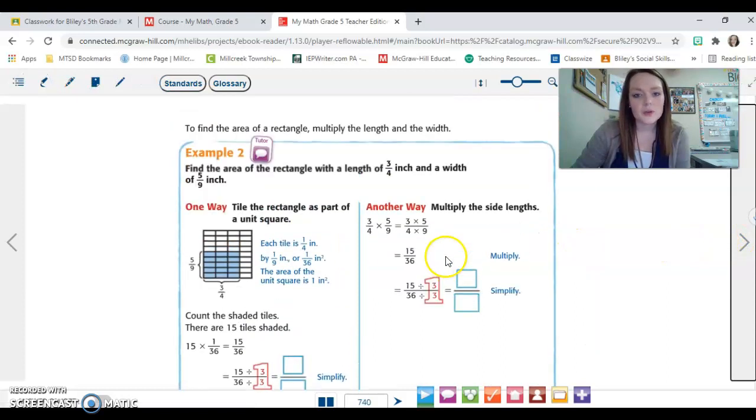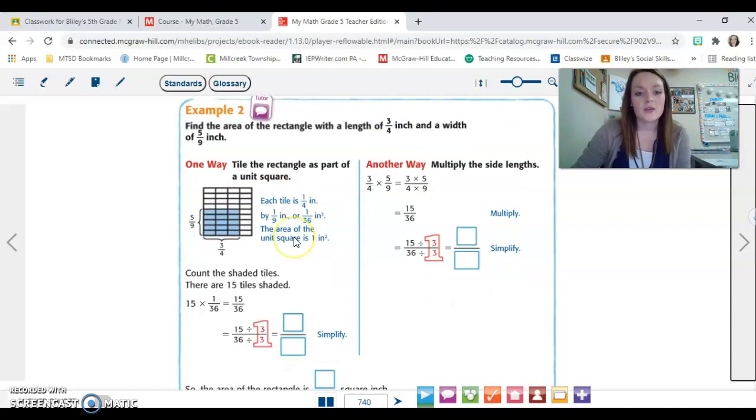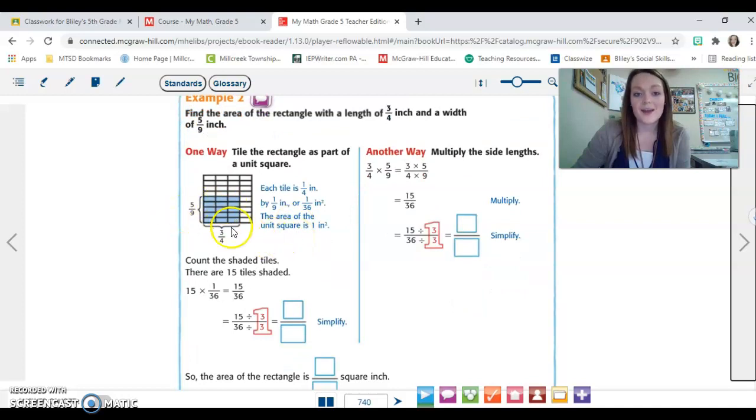Let's look at example 2. It says find the area of the rectangle with length of 3/4 inch and a width of 5/9 inch. So the first way we can do it is we can look at a tile, or we can use a visual like some models that we've been using in our lessons. And we can do 5/9, 1, 2, 3, 4, 5, and 9, and then 3/4, and we can count how many tiles there are all together.